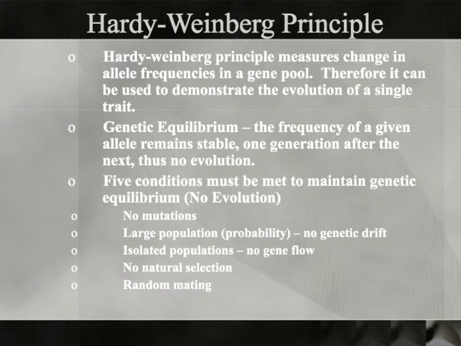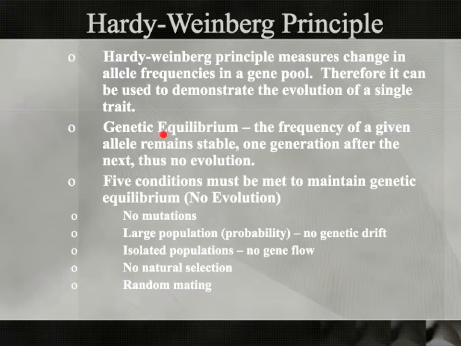Now to look at this mathematically, we are going to use the Hardy-Weinberg principle. The Hardy-Weinberg principle measures changes in allele frequencies in a gene pool. Therefore it can be used to demonstrate the evolution of a single trait, specifically one thing that we are looking at. Now genetic equilibrium, looking at a few definitions right here, is when the frequency of a given allele remains stable one generation after the next, and thus there is no evolution.